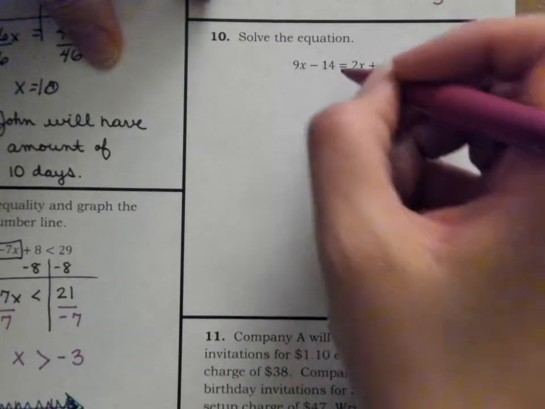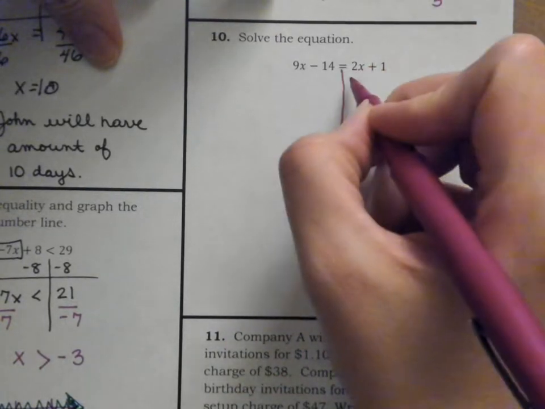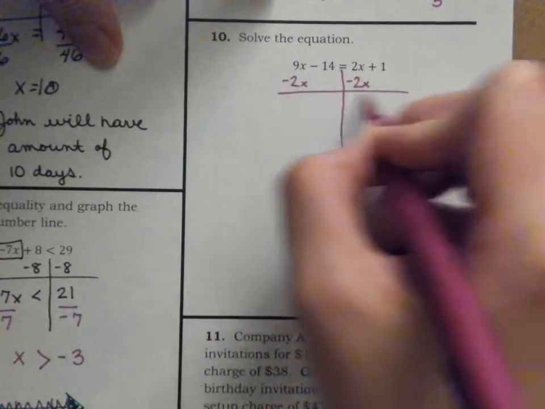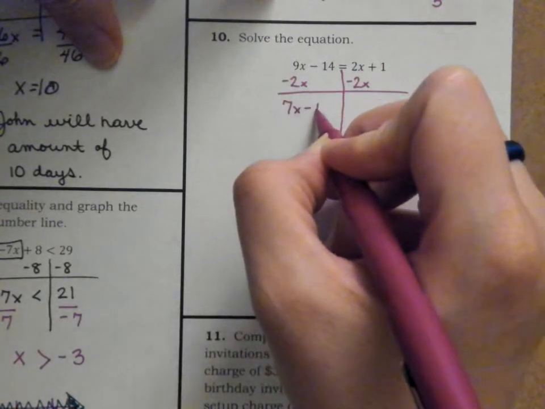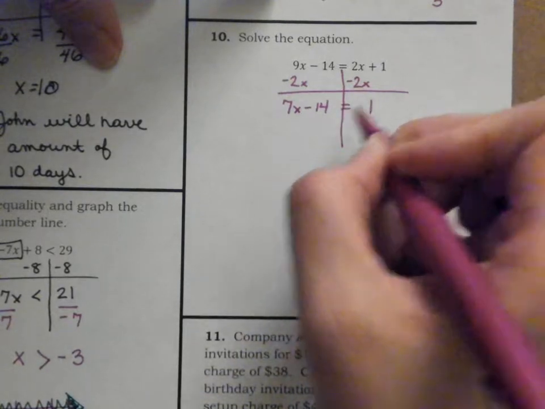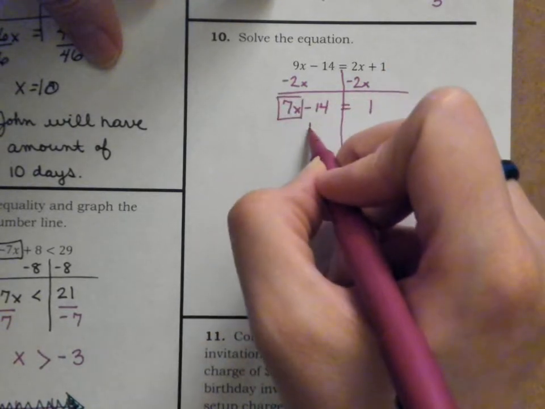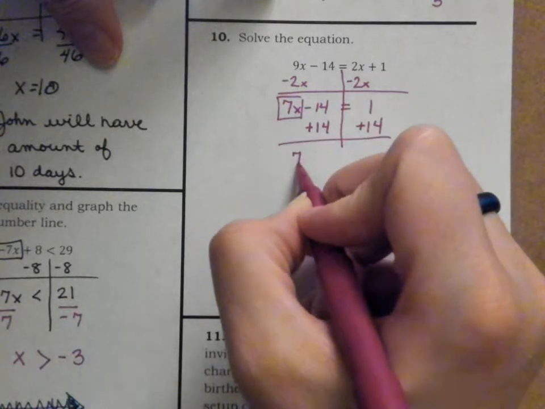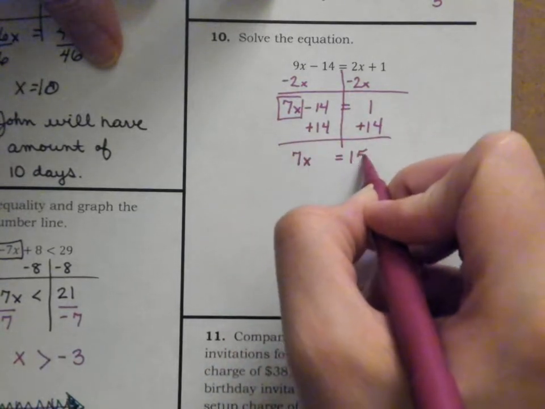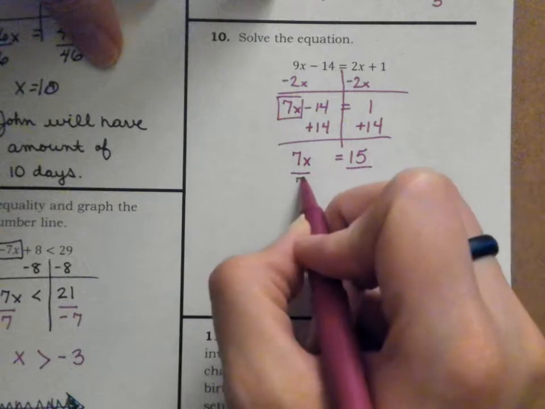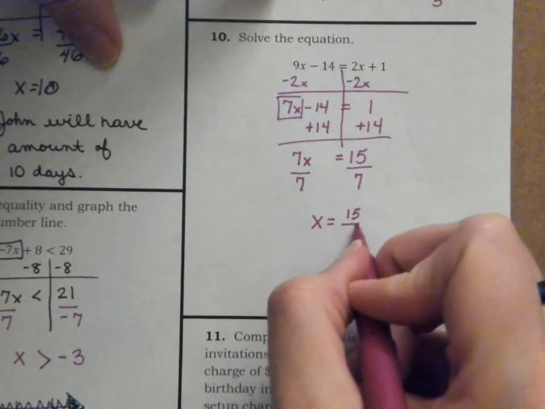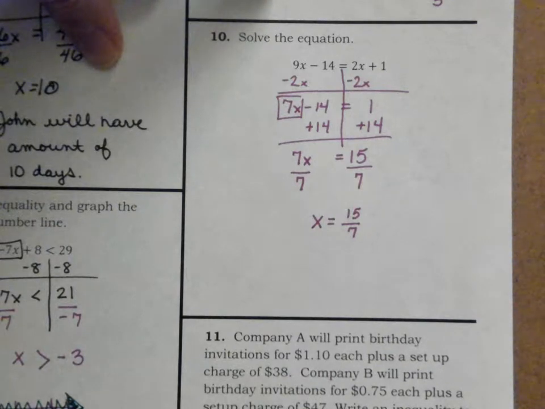Number 10, brick wall. We're going to minus 2x on both sides. That gives me 7x minus 14 equals 1. Box in 7x. Add 14 to both sides. 7x equals 15. Divide both sides by 7, and that does not simplify. So this time you would just leave your answer as a fraction. So x is 15 over 7.